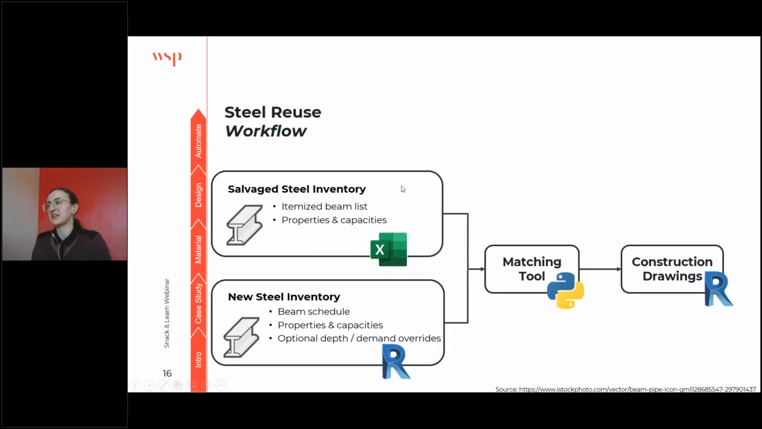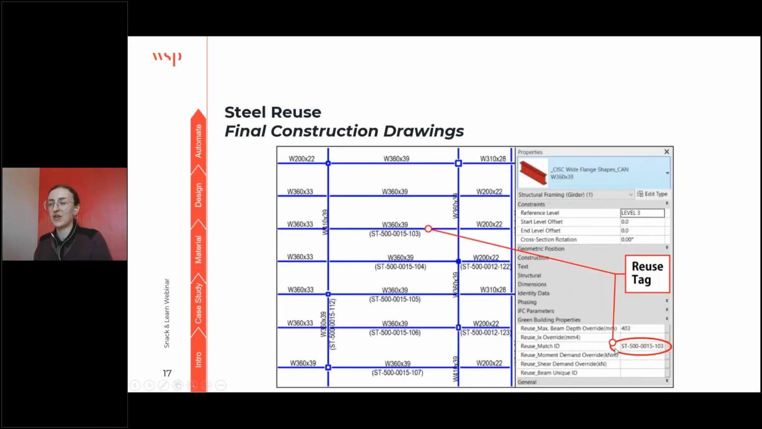So the workflow looks like this. We have our steel beam inventory, which is all the beams that have passed inspection. We have our new steel inventory, which is automatically generated within Revit. These two sets of information are passed into our matching tool, which then outputs the results directly onto our construction drawings in Revit. So this is what it would look like.